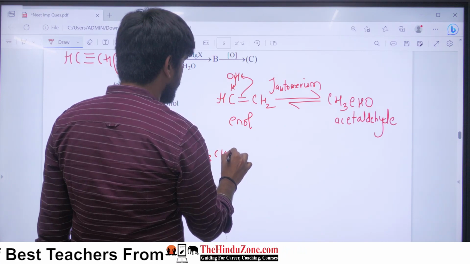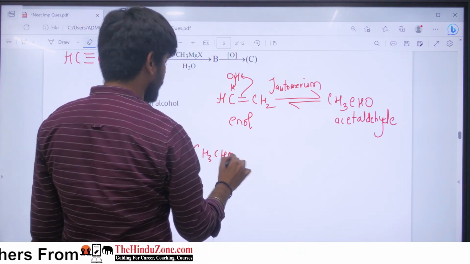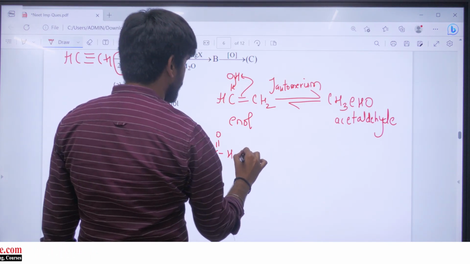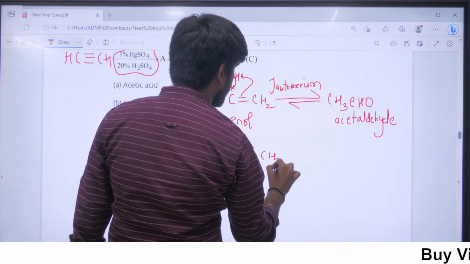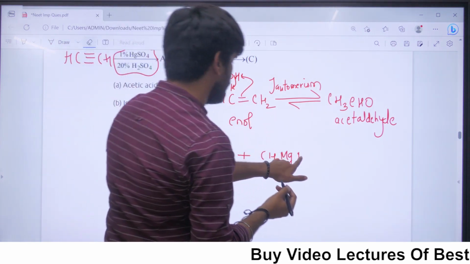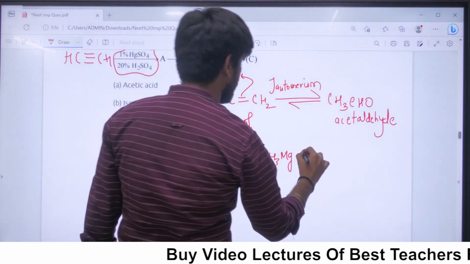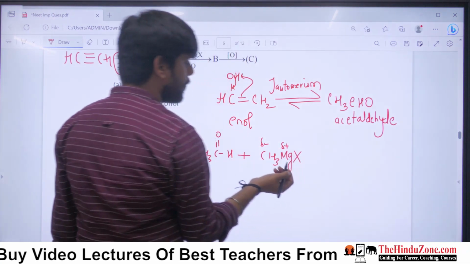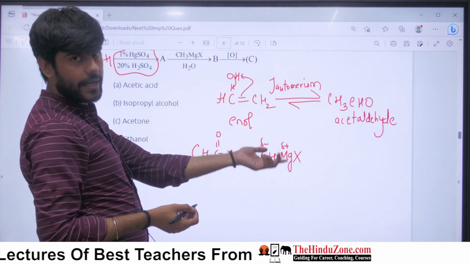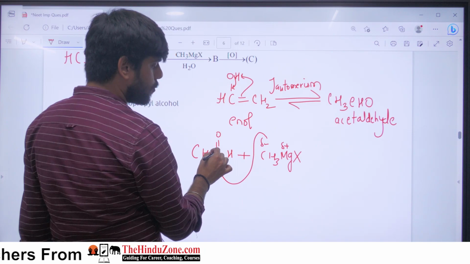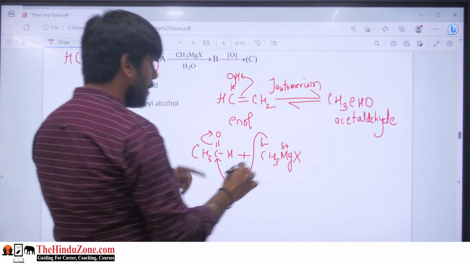Let me write the aldehyde like this. It is reacting with the Grignard reagent, methyl magnesium halide. This is the methyl magnesium halide. This is negative and this is positive for obvious reasons, because metals are electropositive. This acts as a nucleophile. It will attack on this electrophilic carbon. This bond goes here.